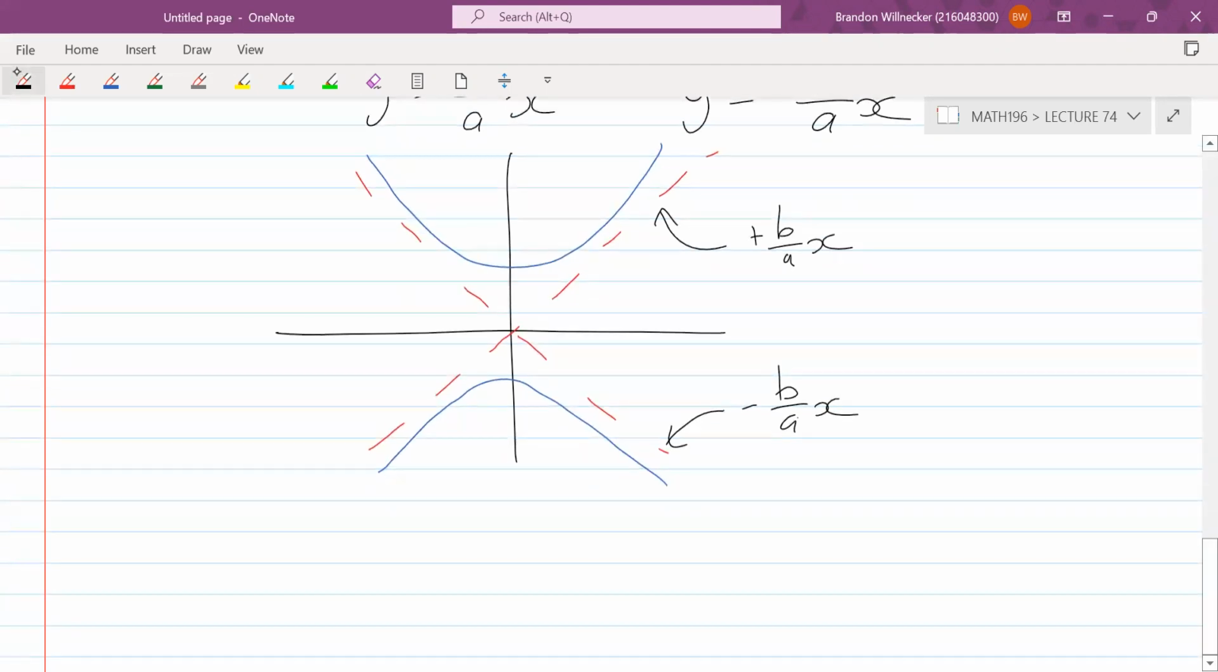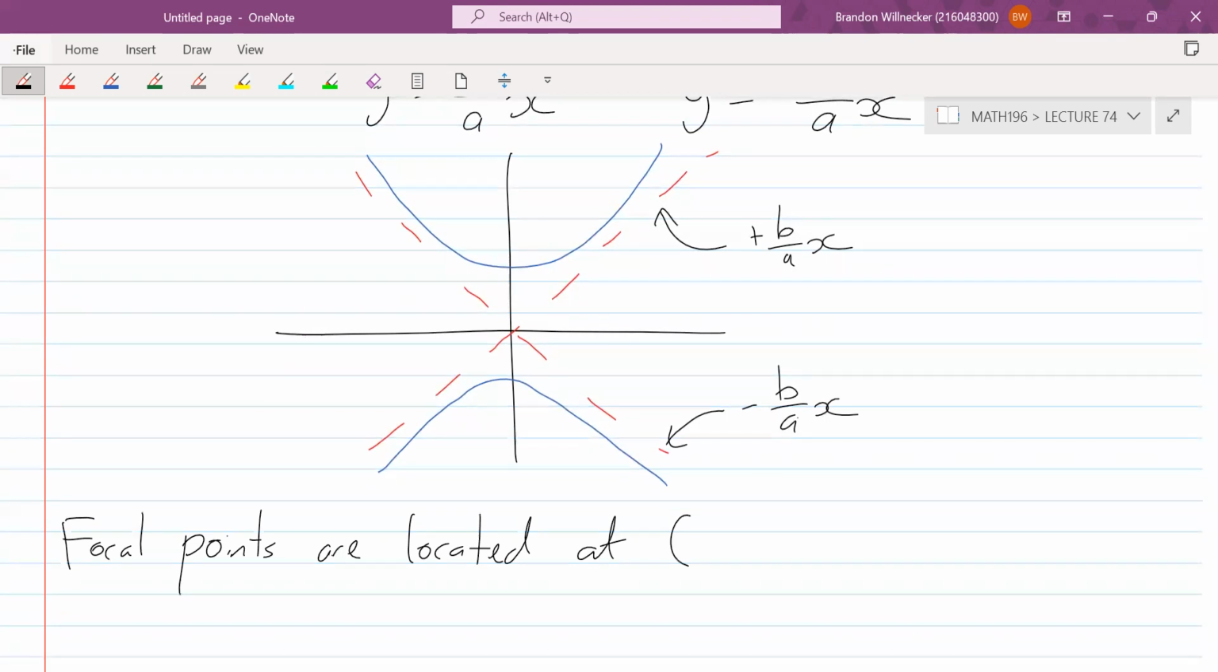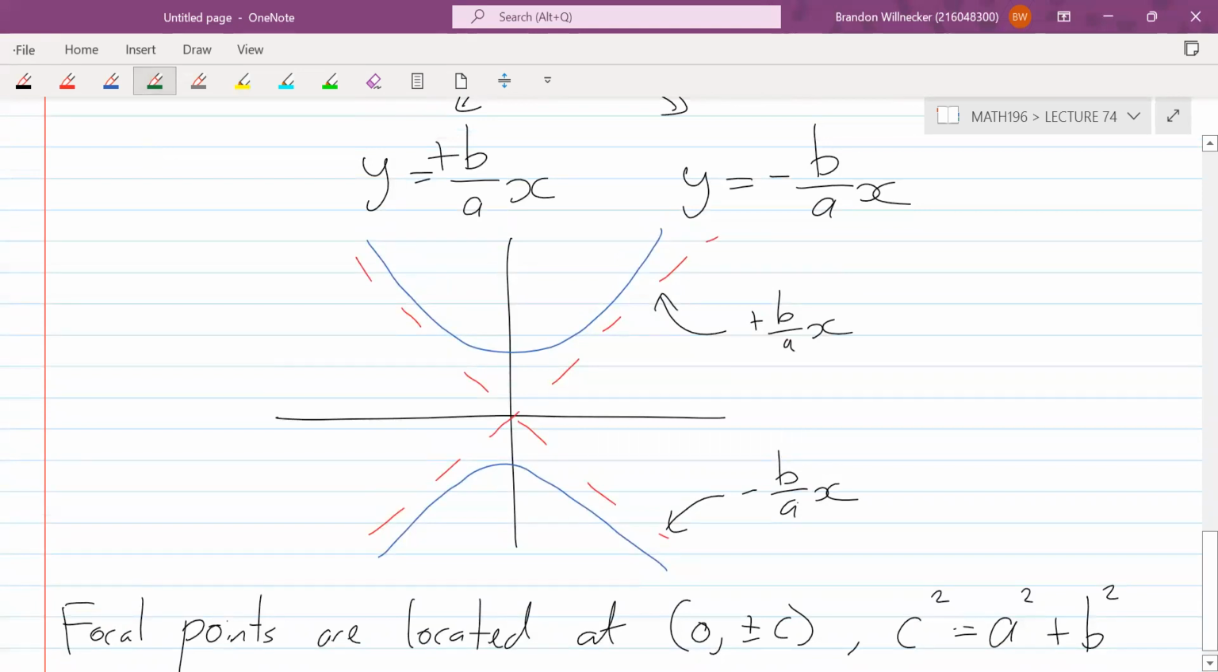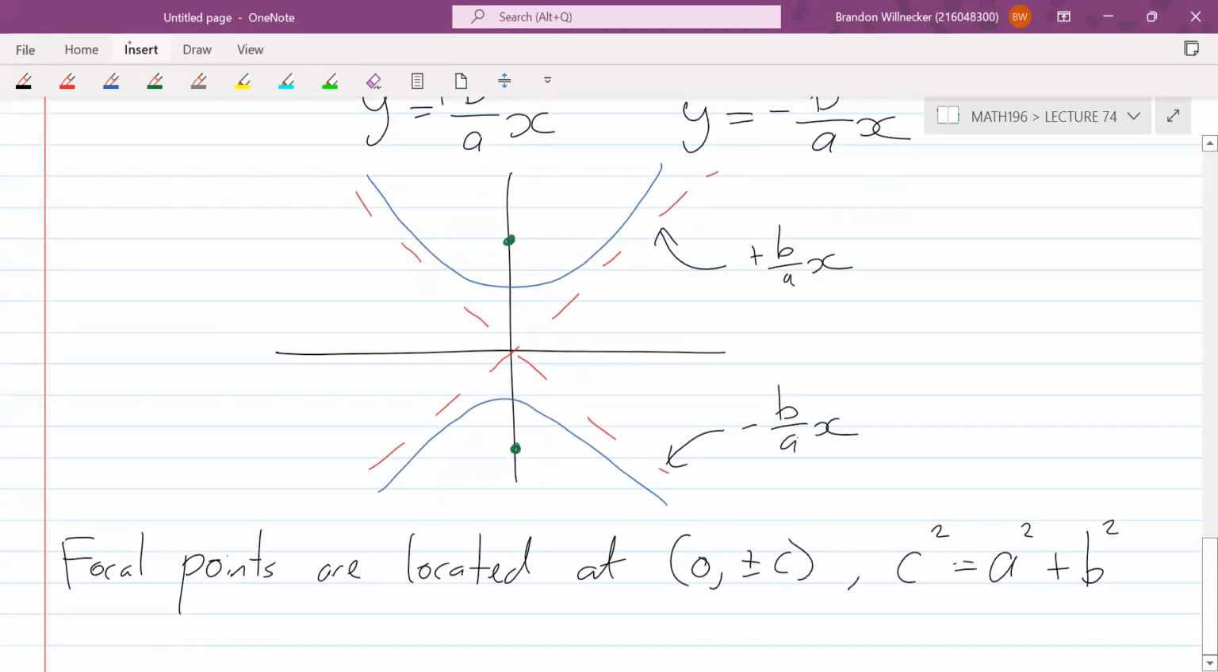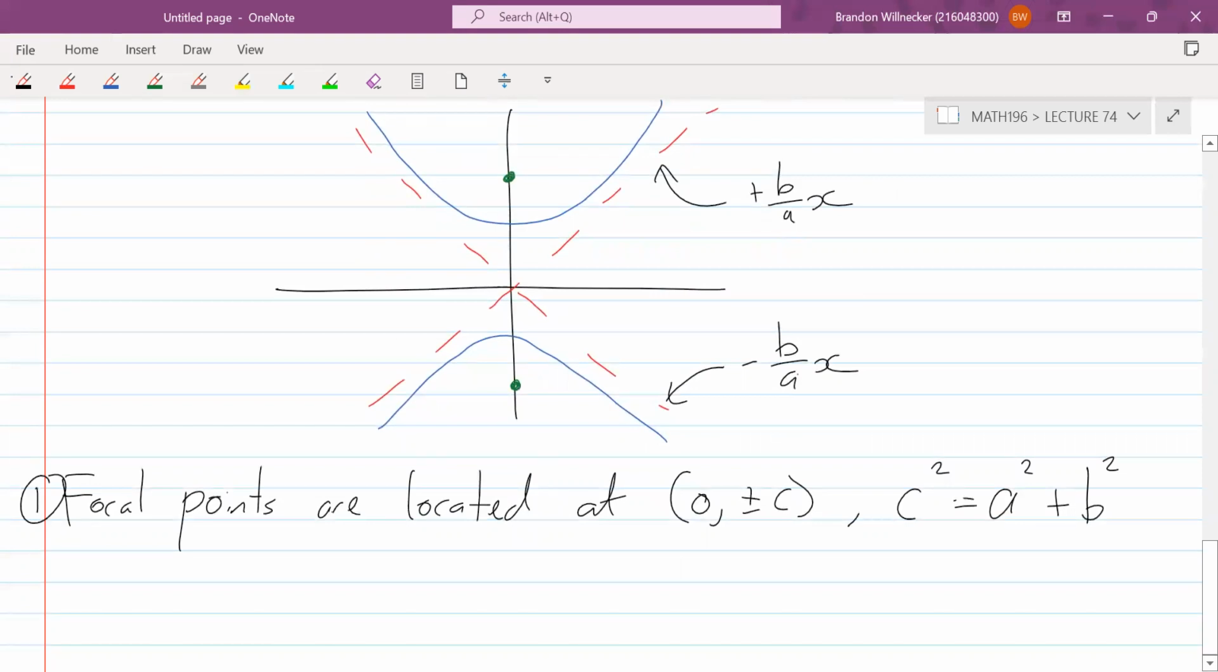What about the focal points? So the focal points are located at, and then we have two of them. So in this case, we have the focal points being along the y-axis. So it's going to be 0, plus or minus c, where c squared is equal to a squared plus b squared. So in this particular picture, the focal points might be over there and over there. If the hyperbola was orientated differently, then we would have the focal points being along the x-axis. Okay, so it depends on the orientation. So this is the first orientation, like with the picture above, or you can have the other orientation.